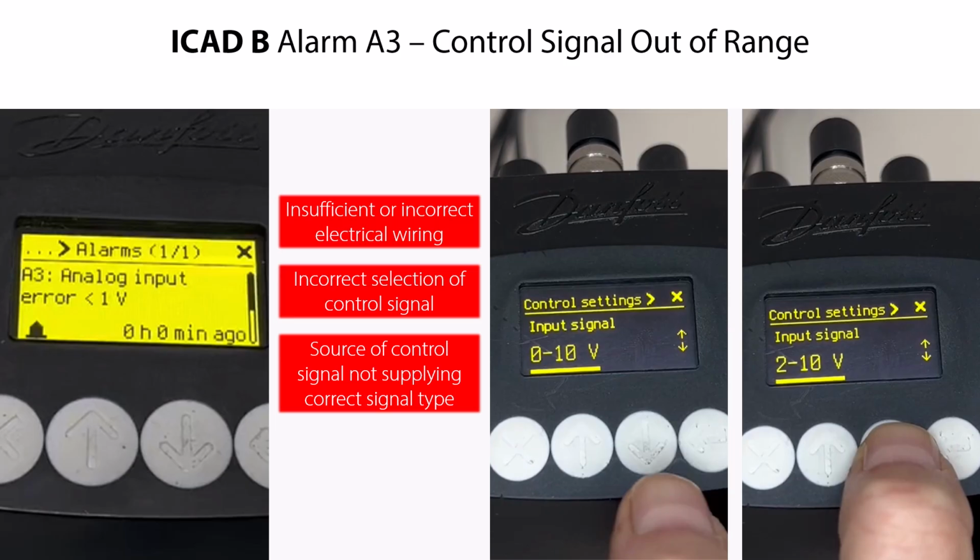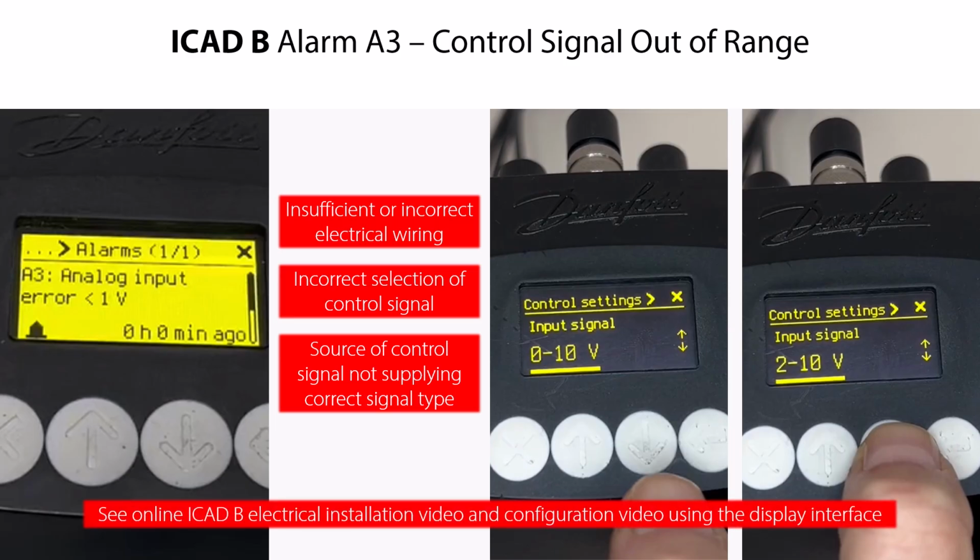So, to solve the A3 alarm issue, then check the mentioned possible root causes of failure and correct accordingly. You can find more information about how to correctly wire the ICAD B and how to configure the control signal in the online ICAD B electrical installation video and ICAD B configuration video using the ICAD B display interface. Once the possible failure has been corrected, then the ICAD B will be reset to normal operation mode.